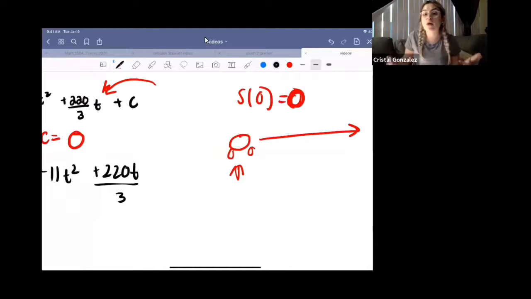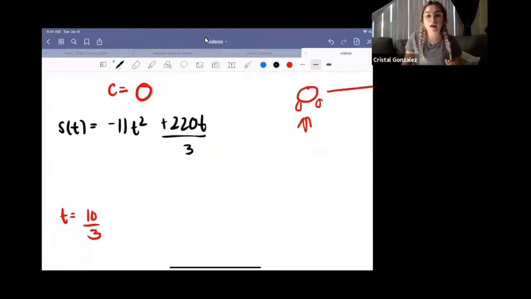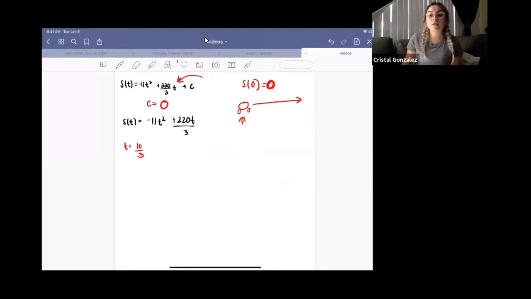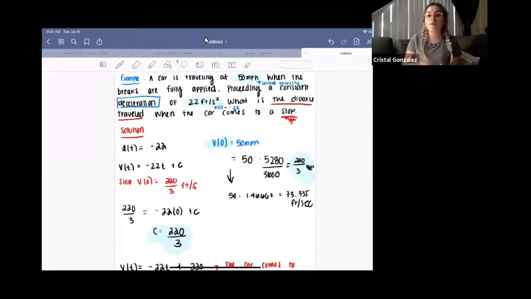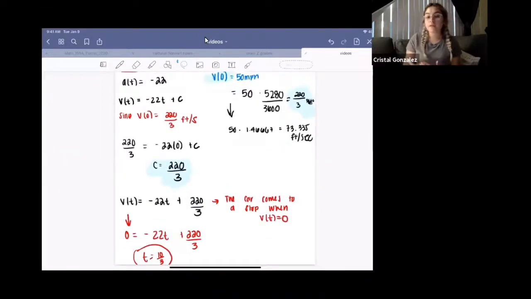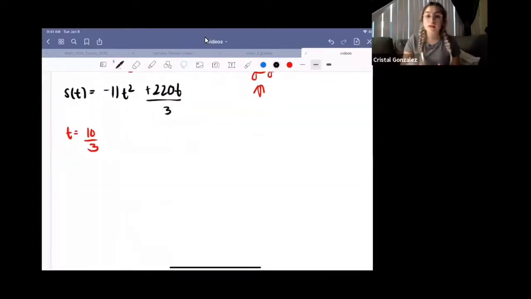I haven't traveled anything. Okay, so now that we have that, we're going to plug in our t equals 10 over 3. And that's because we wanted to know how far we traveled when the car came to a stop. And the car came to a stop when v of t was equal to 0. So when the velocity was no longer changing. Okay, so after that, we're just going to plug that into our function here.